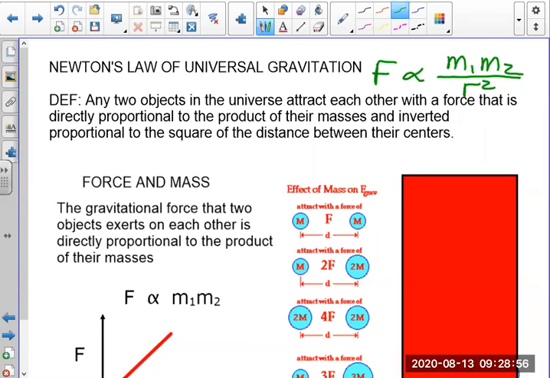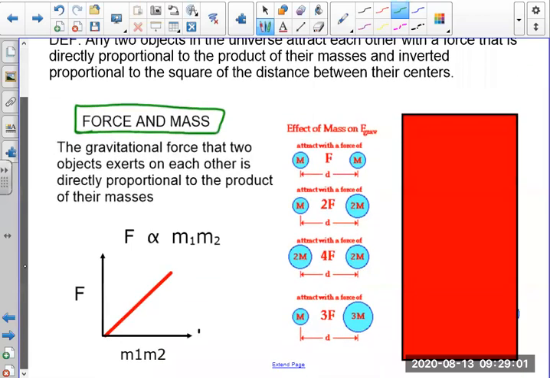Okay. So the first one that we're going to use is the relationship between force and mass. That relationship is directly proportional. Directly proportional is a straight line through the origin. So say, for instance, they say the distance between the two stays the same, but what's going to happen to the force if the two masses double? So we use M1, M2, and if the two masses double, then I just put in a 2 and a 2. So the force is going to be 4 times greater.